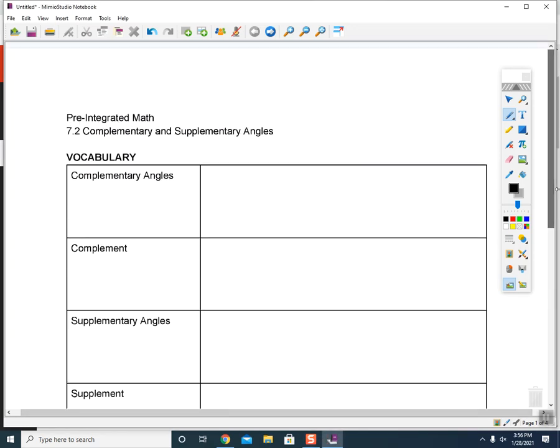Okay, in 7.1 we talked about adjacent and vertical angles. Now we're going to be talking about complementary and supplementary angles.